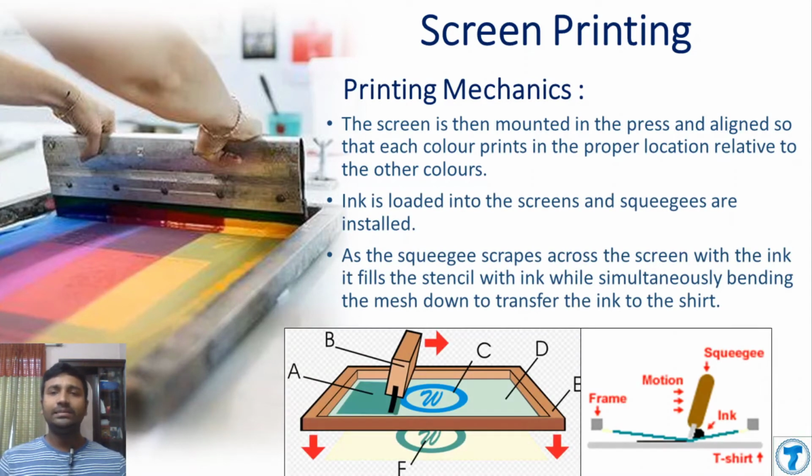When the screen is prepared for each color, the screen is placed onto the garment in the proper location relative to each color. Then ink is loaded into the screen and the squeegee is installed. As the squeegee scrapes across the screen with the ink, it fills the stencil with ink while simultaneously bending the mesh down to transfer the ink to a shirt or garment. So thus the printing is done and it shows on the garment.